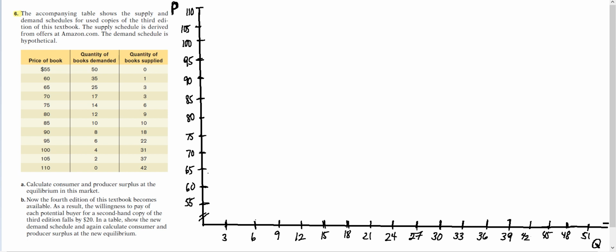You can see that I've set up my axes with price on the vertical axis and quantity on the horizontal axis. I've truncated my y-axis, which is denoted with these 2 slashes down by the origin, just because it wouldn't really make sense for me to make marks from 0 to 55 to only then go up by increments of 5. So I just truncated it and started at 55 to make it easier for us to plot. So I'm going to go ahead and start.